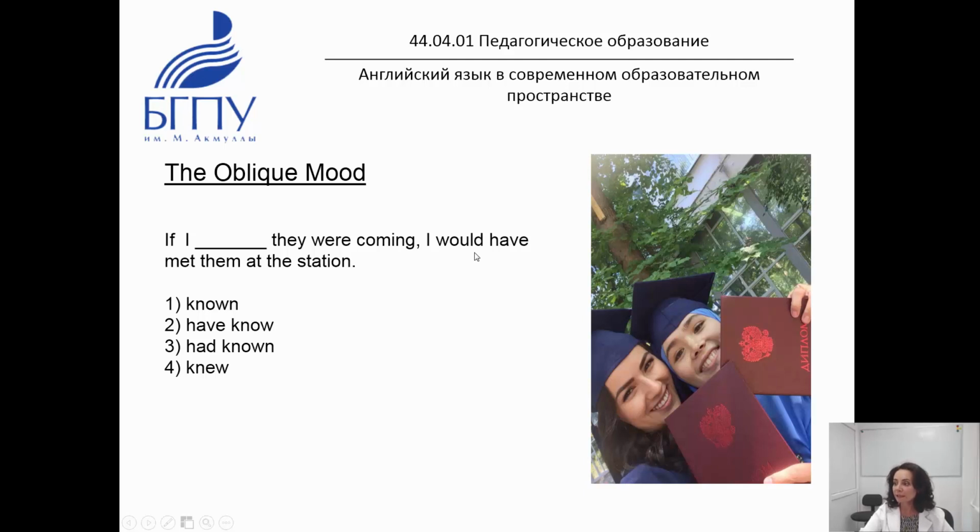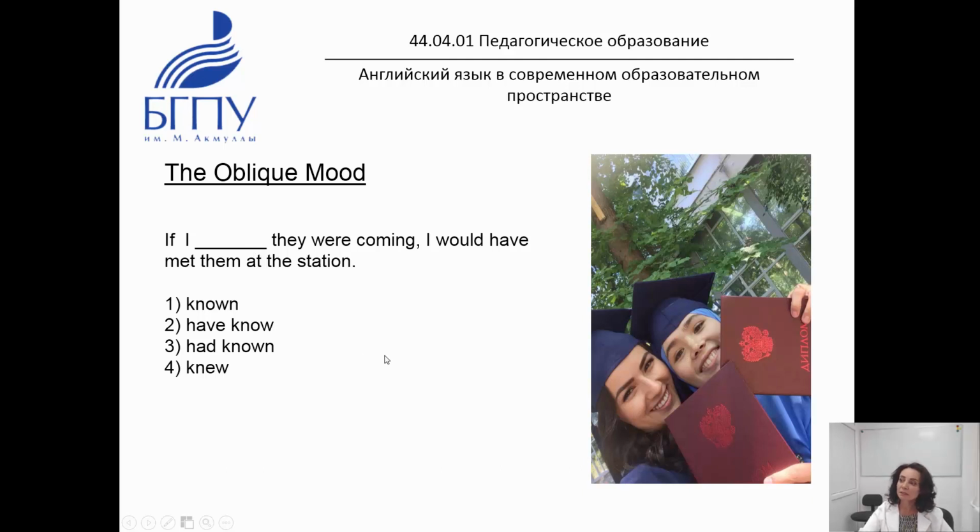The form of the conditional 2 past is formed by would plus perfect infinitive, would have met. We do understand that this action took place in the past. That's why in the subordinate clause we need subjunctive 2 past. And again, subjunctive 2 past corresponds to the form of the past perfect tense. This is the form number 3, had known. So if I had known they were coming, I would have met them at the station.